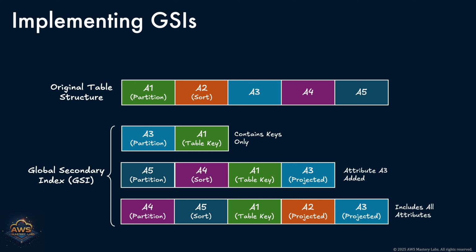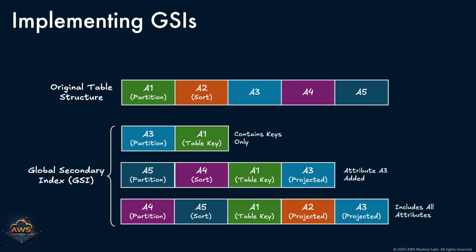The first GSI uses A3 as its partition key and includes A1, the original table's partition key, as an additional projected attribute. This setup allows you to efficiently query items based on A3, even though it's not part of the base table's primary key. The second GSI takes it a step further by using A5 as the partition key and A4 as the sort key. In addition to this alternate key structure, it projects 2 additional attributes, A1 and A3, to make queries more meaningful and complete.